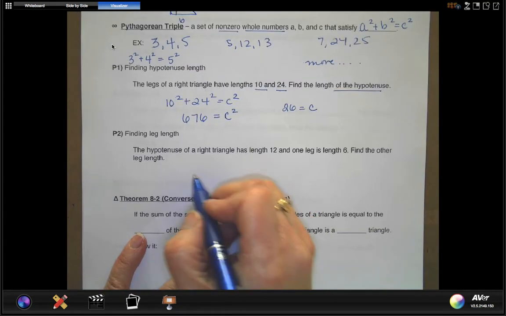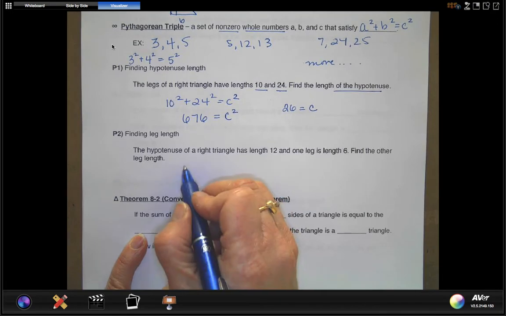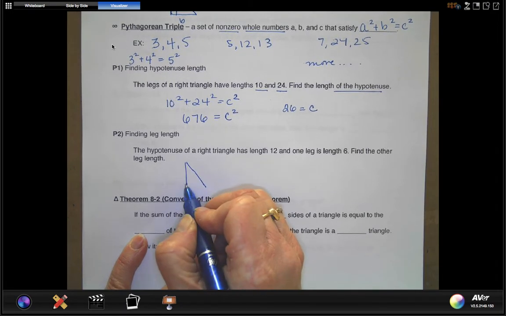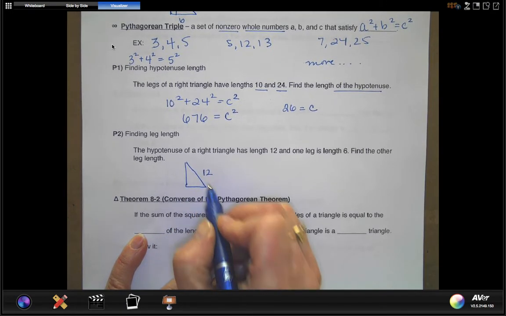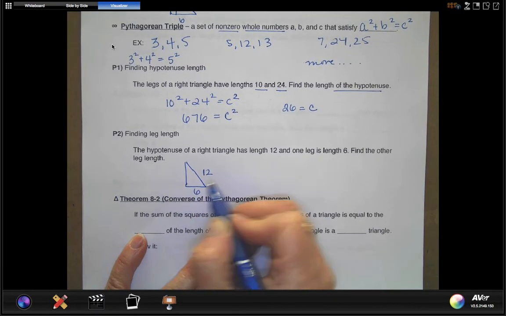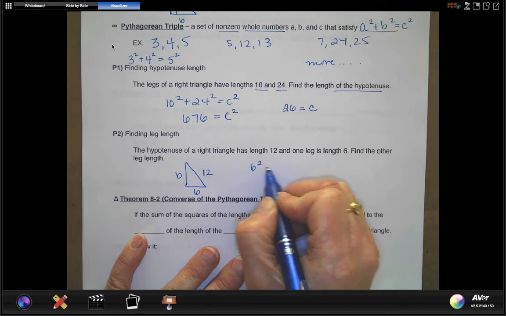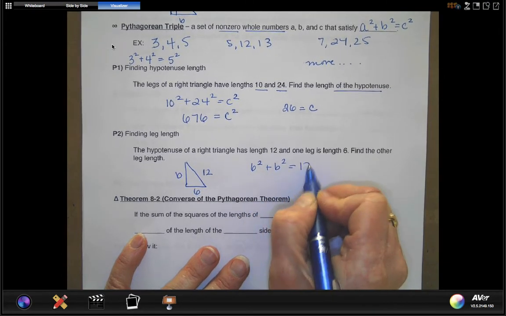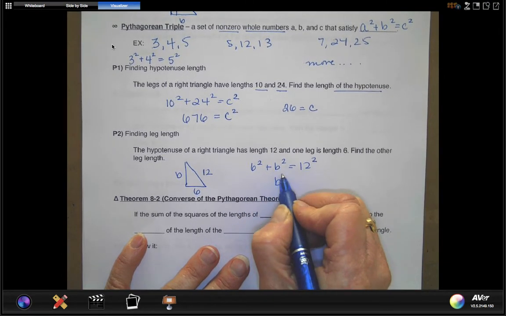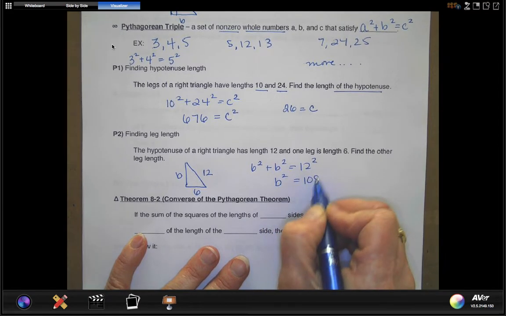All right, the hypotenuse of a right triangle has a length of 12, and one leg is length 6. Find the other leg length. So 6 squared plus B squared is equal to 12 squared. So B squared ends up equal to 108.